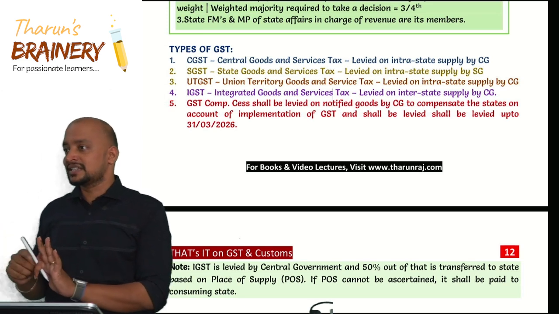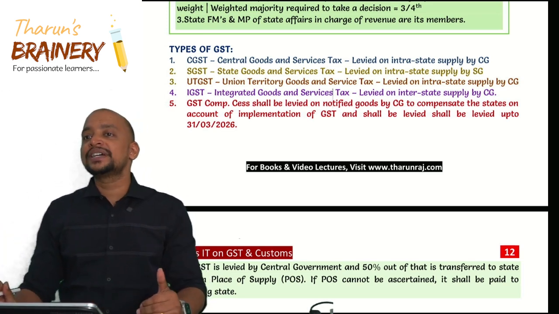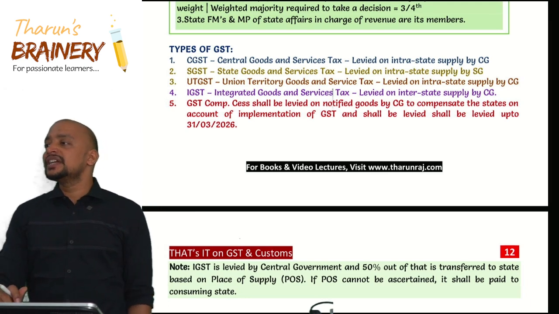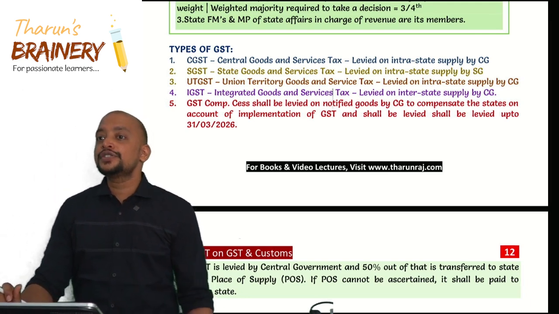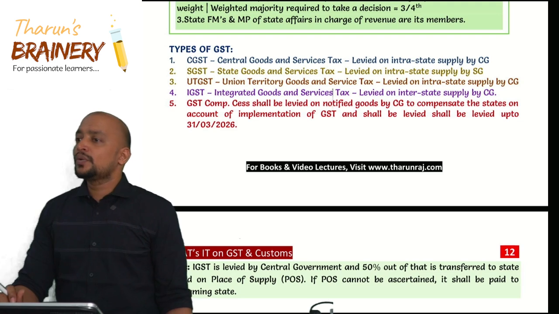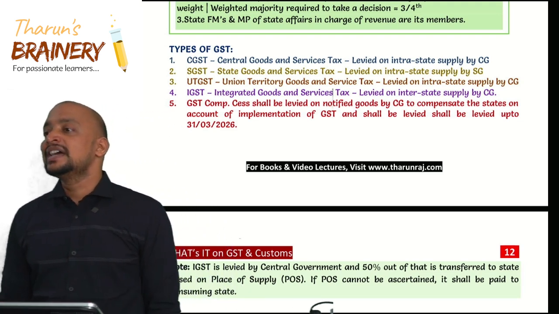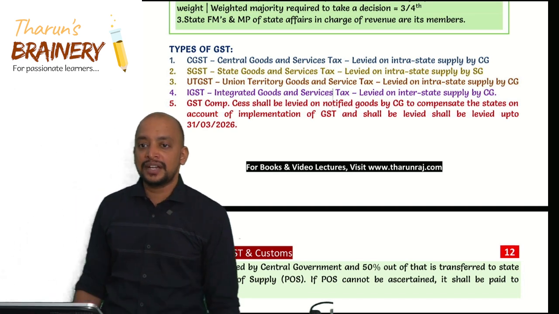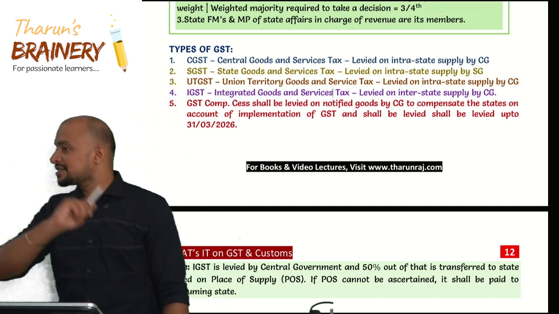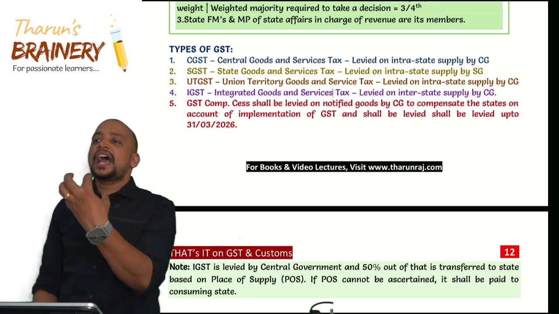CGST and UTGST. And then what is this compensation cess? As levy of GST results into loss of revenue to the state governments. So why will there be loss of revenue to the state governments? Just now we saw IGST is 100% collected by the central government, and of that 50% is given to the consuming state. So the originating state will have the loss.